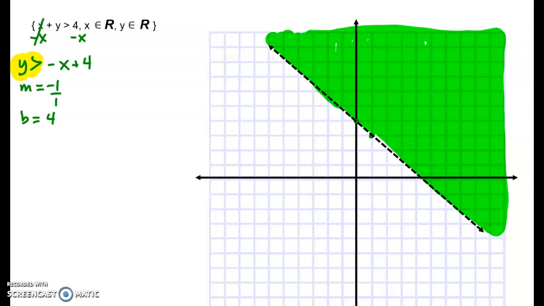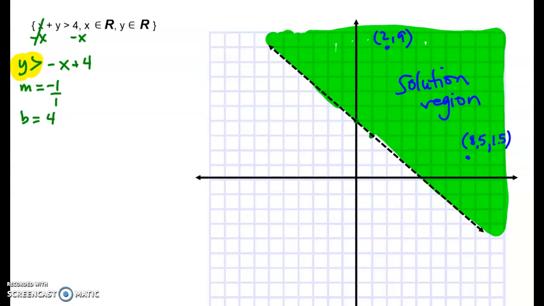So now, what does this mean? This green part, we call this green part our solution region. What it's telling us is if we pick any point, we could pick this point, which is 2, 9, or we could pick this point, which is a decimal, 8.5, comma, 1.5.